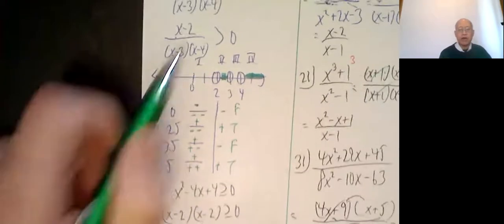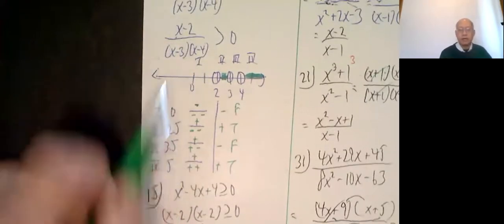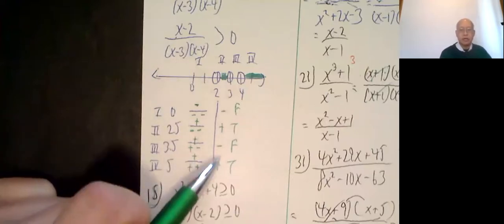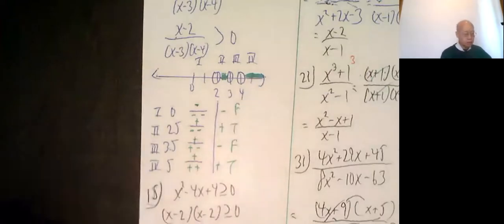And region 4, 5. 5 minus 2, positive. 5 minus 3, positive. 5 minus 4, positive. The whole thing is positive. Positive greater than 0, true. Shade that in.